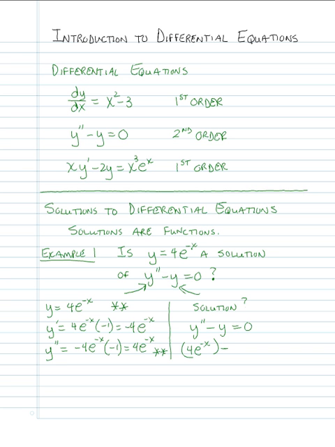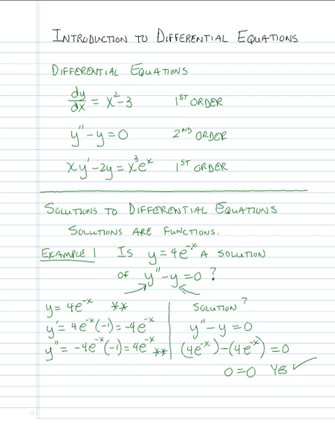So we replace y with 4e to the negative x equals 0, and we see very clearly and very quickly that that result is 0 equals 0. So the answer is yes, y equals 4e to the negative x is a solution. It solves the equation. It solves the differential equation.